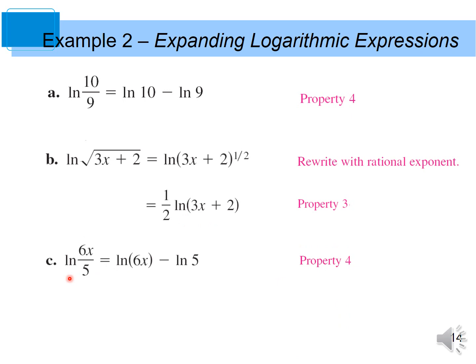Look at the C. We have natural log of 6x over 5, which can be written as natural log of 6x minus natural log of 5. We use the fourth property, and the natural log of 6x can be written as, because they are in the product form, natural log of 6 plus natural log of x, minus natural log of 5.